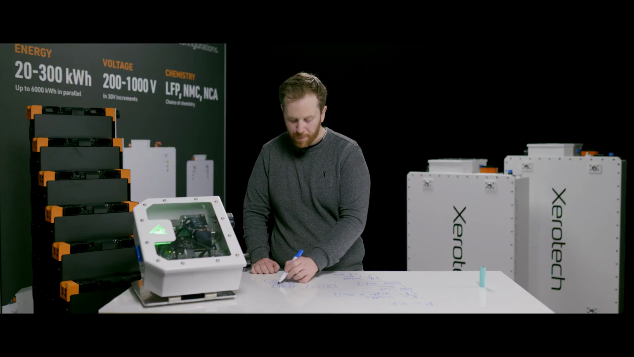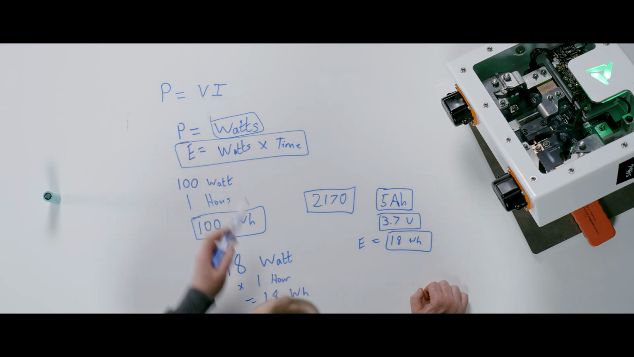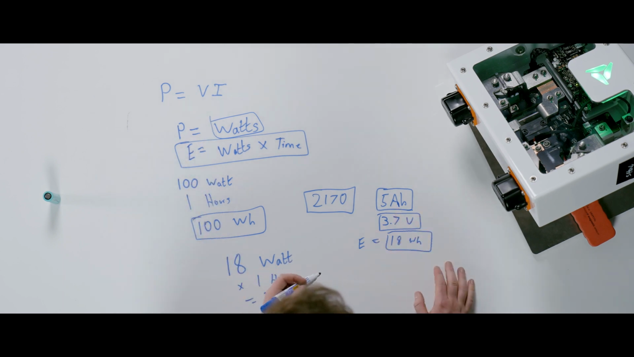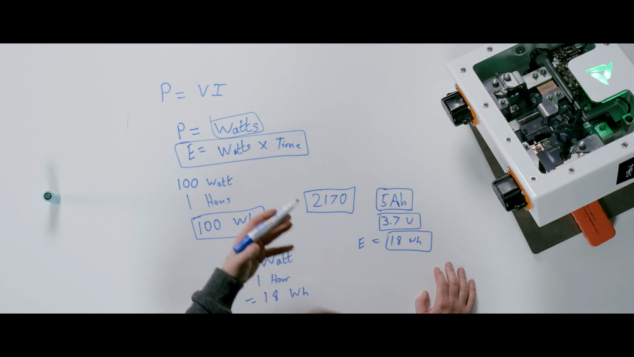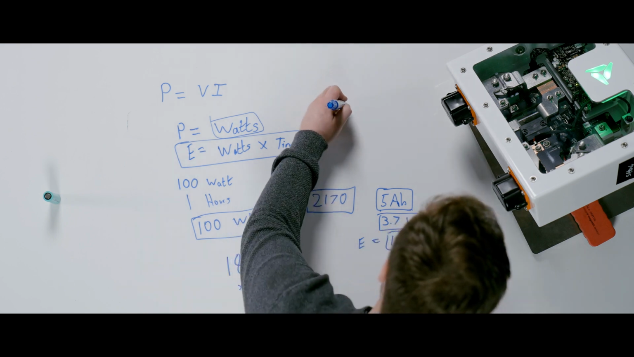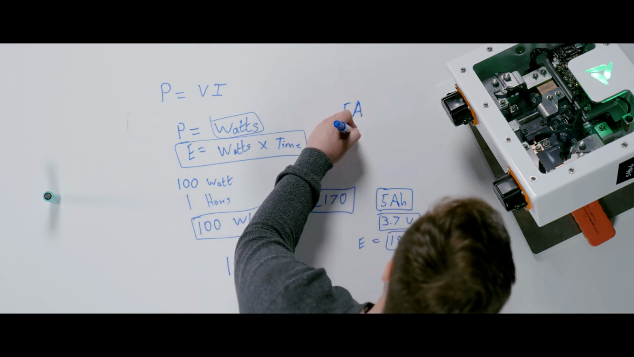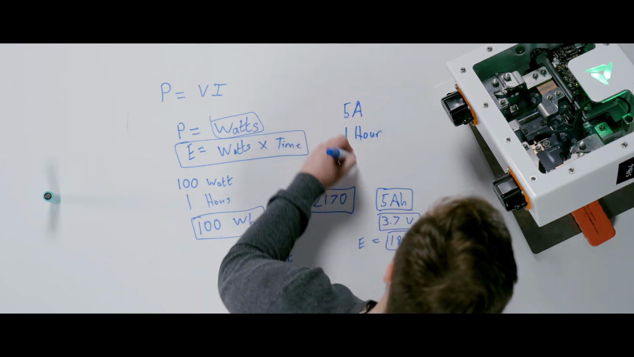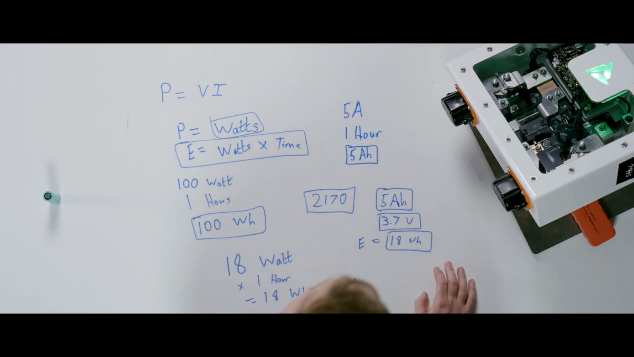When we talk about amp hours, that's no different to talking about watts and watt hours. This battery cell contains 5 amp hours of capacity, or more simply, it could deliver 5 amps of current for 1 hour. That leads to it being a 5 amp hour battery cell.